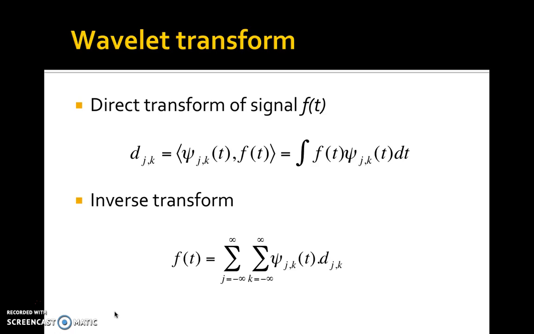The analysis is done with the direct transformation of the signal of interest f(t). This produces the coefficients of the analysis, the wavelet coefficients. The inverse transform is the operation through which we get back the original signal of interest using the coefficients and the family of wavelets.